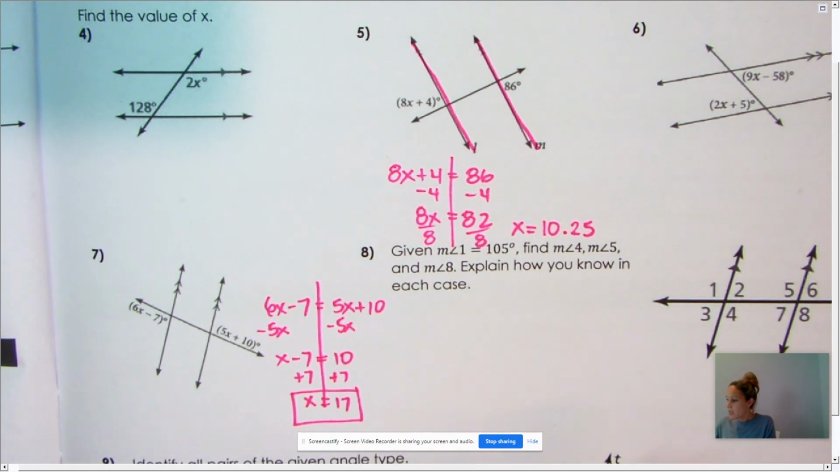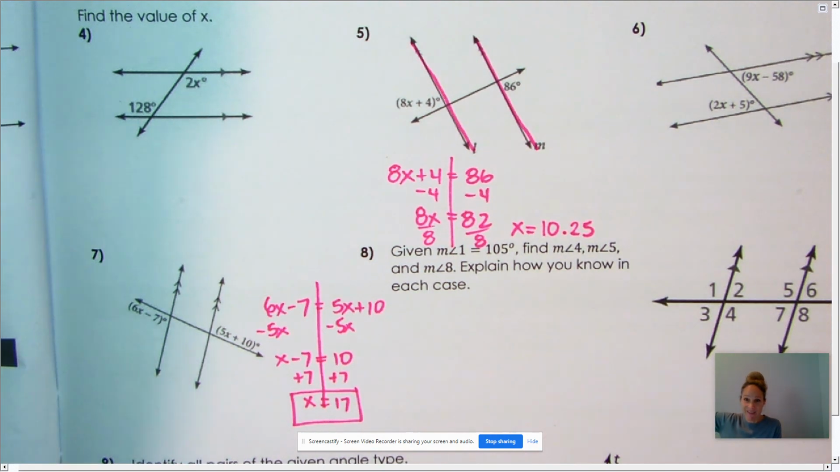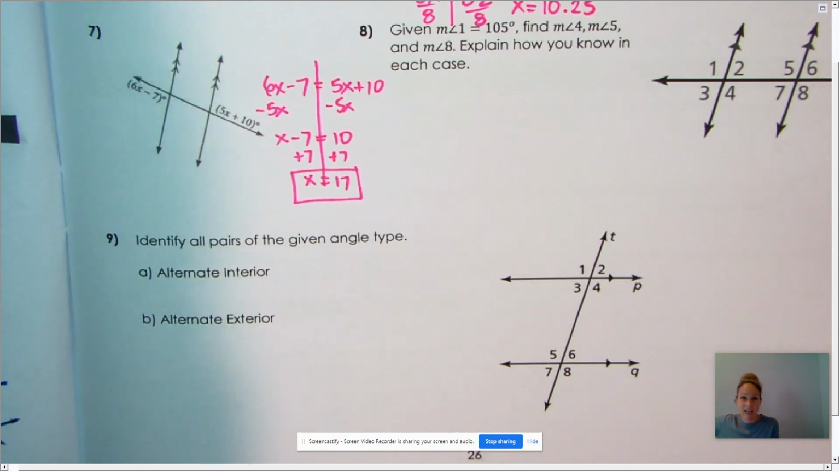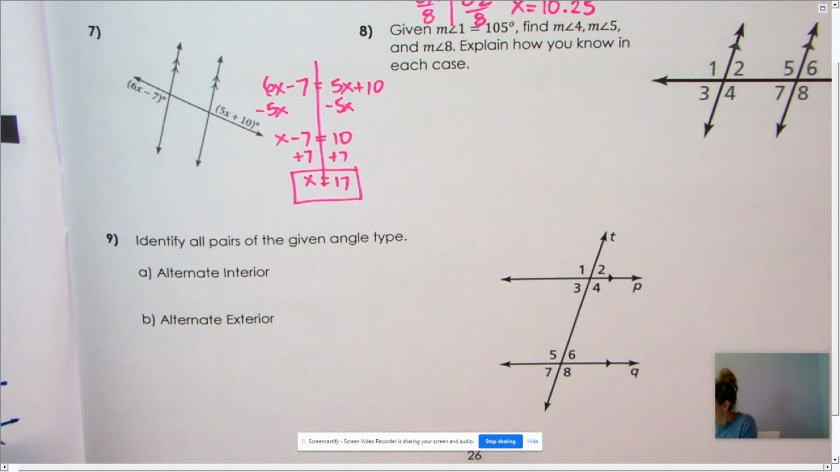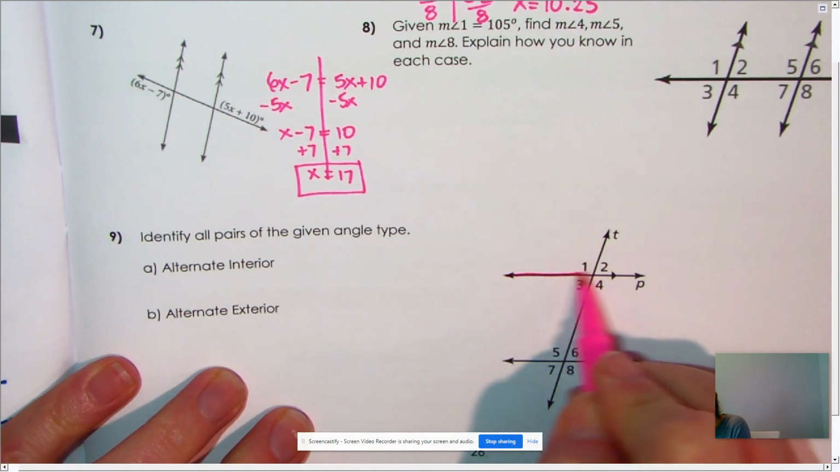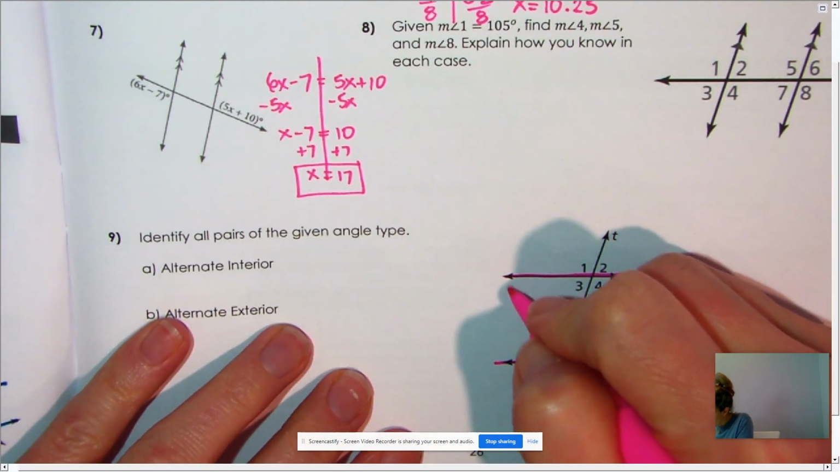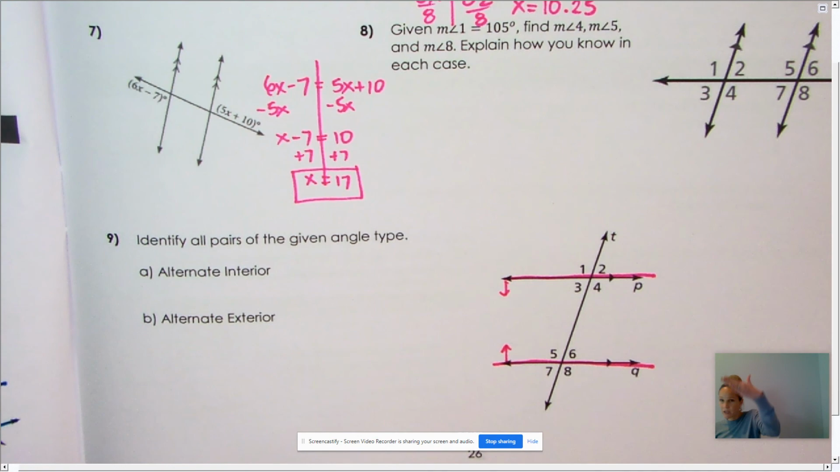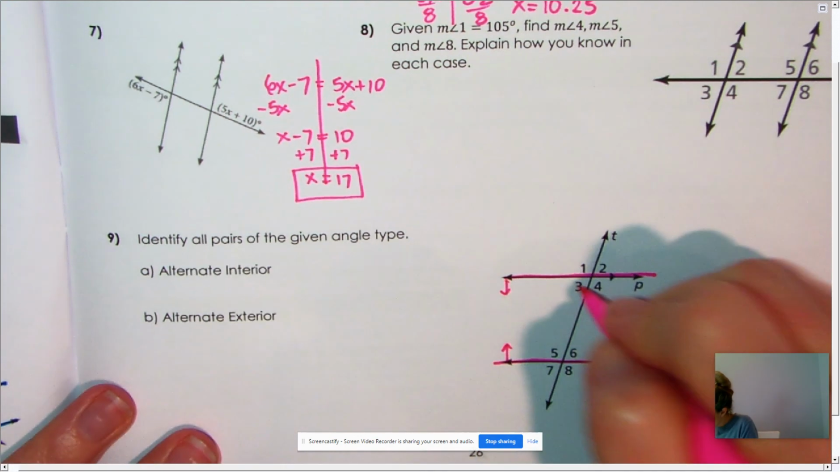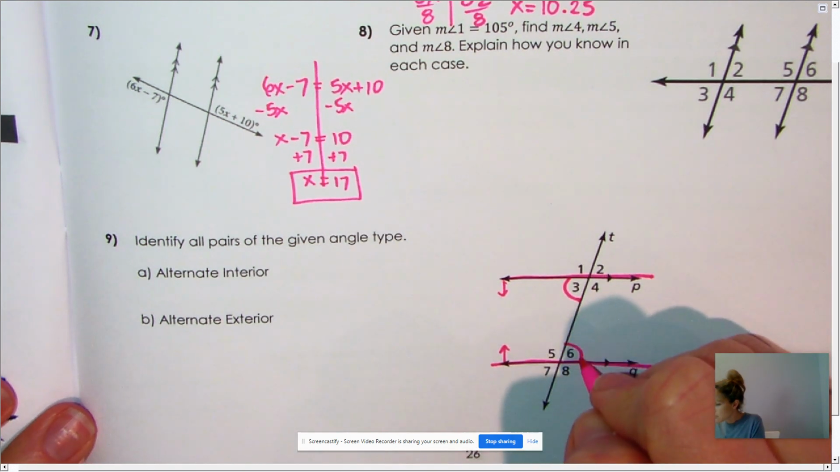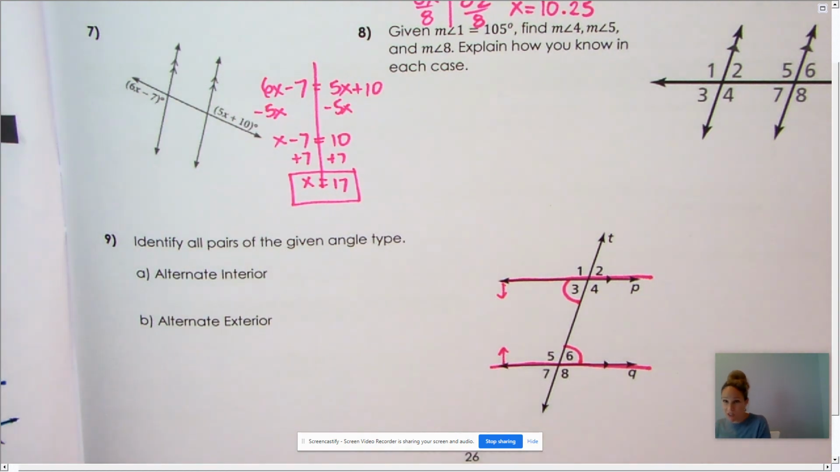Okay, question number 8, we're going to skip because it's an even problem. You can do that one on your own. And then question number 9 says identify all pairs of the given type of angle. And so what I would start by doing is highlighting the parallel lines and then thinking, first I'm going to look at the ones that are interior, which are the ones that are in between the lines. Okay, so if I said angle 3, you would try to think which one would go with that. Which one is the alternate interior? Would be number 6 because it's on the alternate side of the transversal.